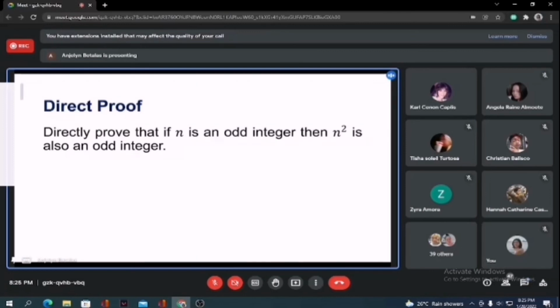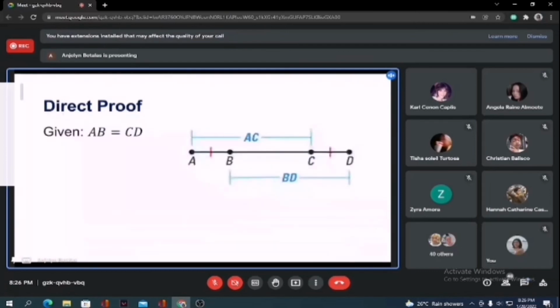Wala man gud siya proof, pero na-proof ang uban ani. Kini na-proof ni siya. If the length of segment AB is equal to the length of segment CD, prove that the length of segment AC is equal to the length of segment BD.